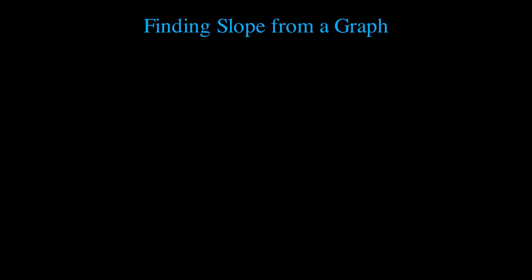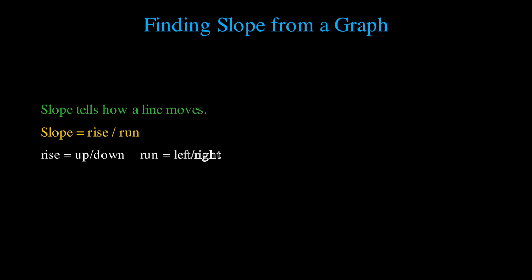Today we're learning how to find slope from a graph. Slope tells us how a line moves. It tells us how much the line goes up or down every time we move left or right. Another way to say this is slope equals rise over run.